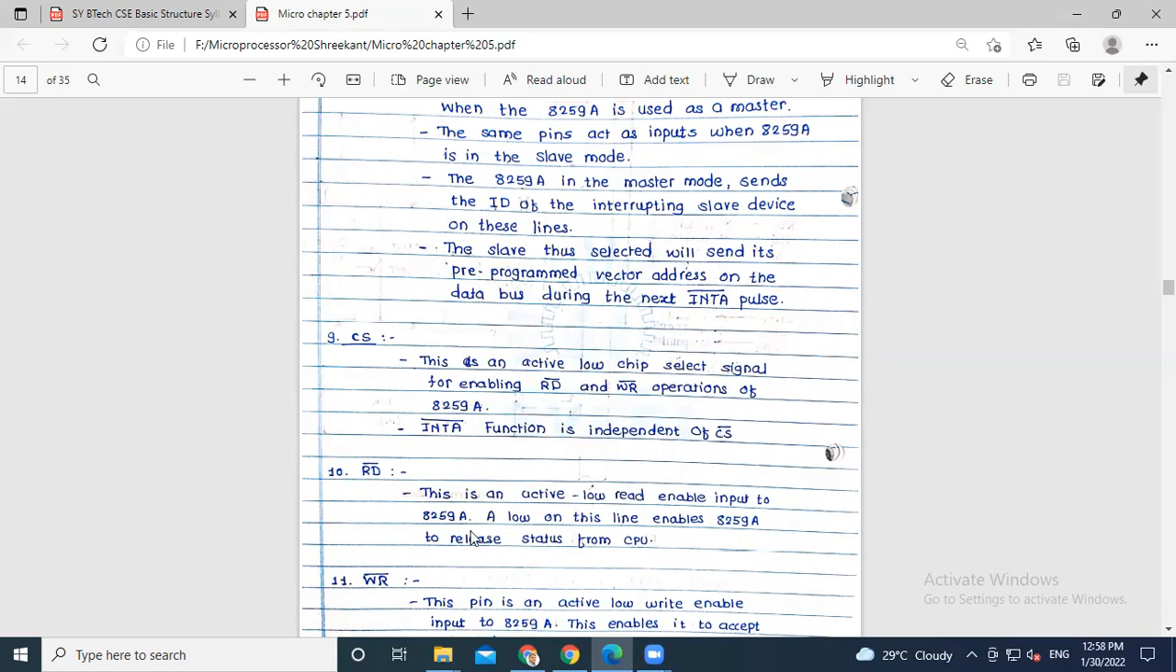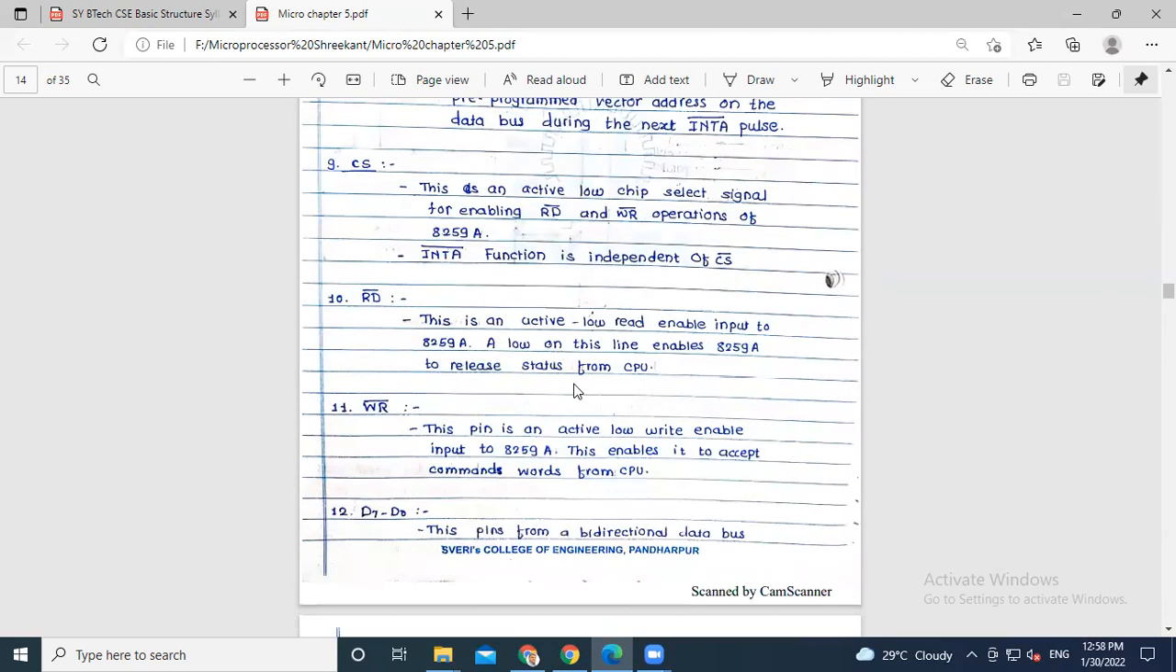And RD bar is nothing but what? This is an active low read enable input to the 8259. A low on this status line enables the 8259 to release the status to the CPU. So next one, this pin is active low, right?